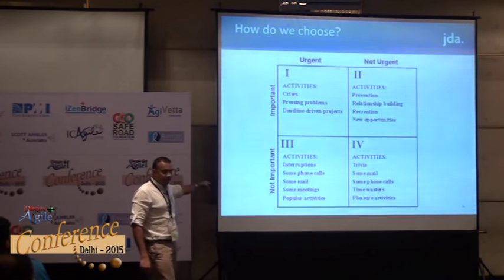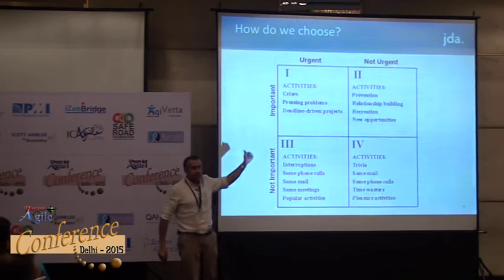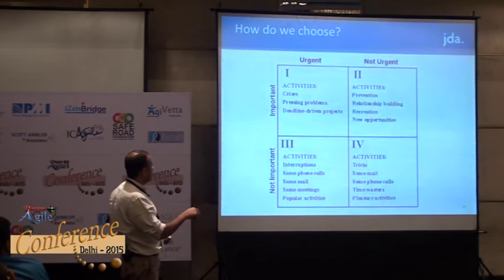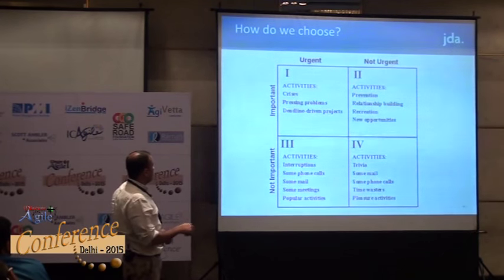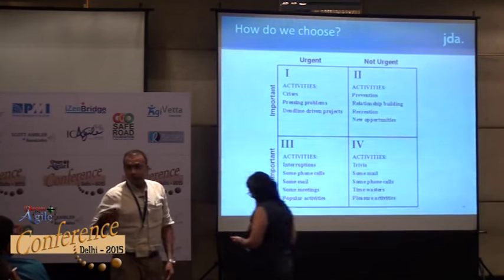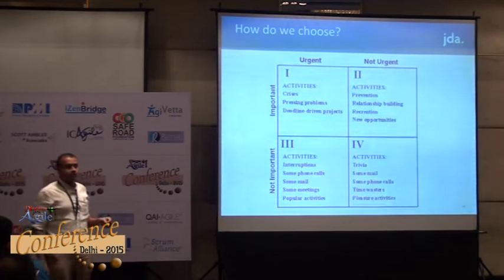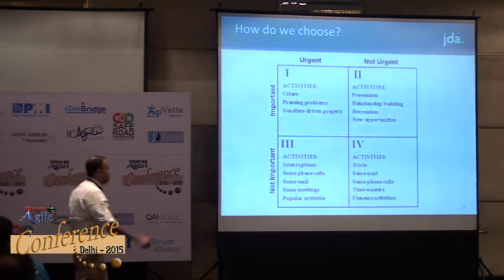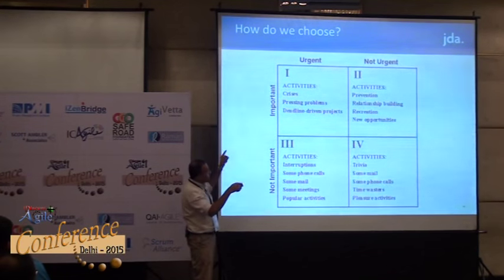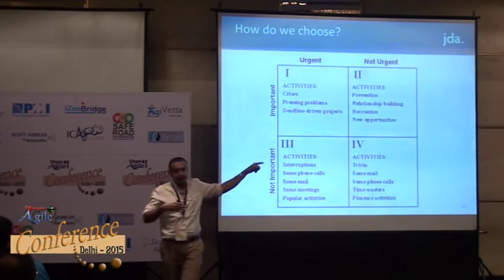This is from Stephen Covey's 7 Habits of Highly Effective People. We talk about the quadrant, right? This is about important and not important, urgent and not urgent. So where do you want to get into? Important, not urgent. Probably you are here already, that you are firefighting all the time. We should be aiming to get into quadrant number 2, where we will be proactive.